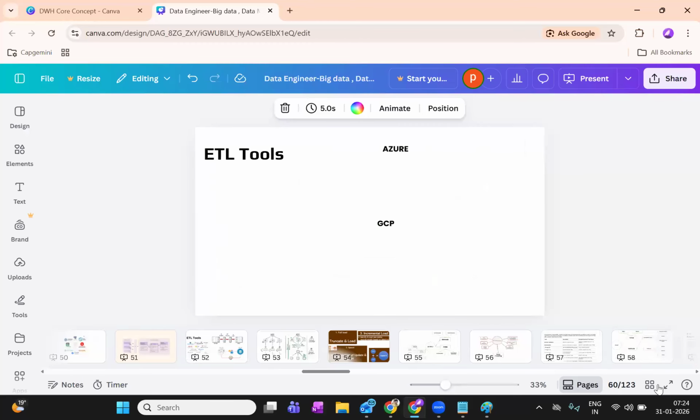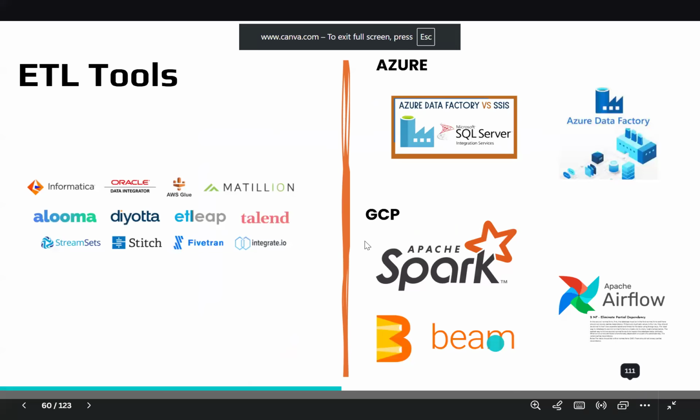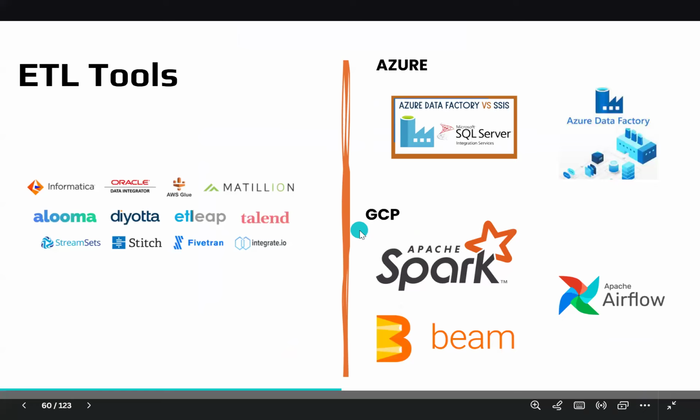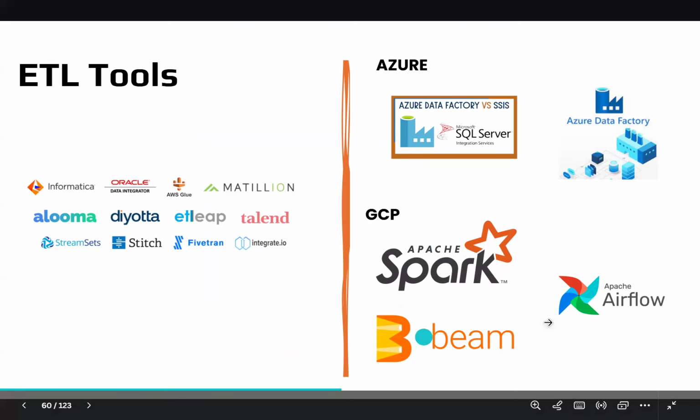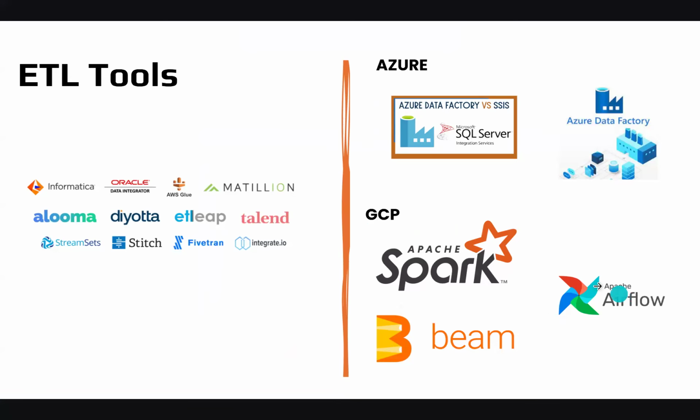So we have multiple ETL tools available. If you are going with AWS and GCP, mostly they use Spark, Apache Beam, and for scheduling they use Airflow. If you take Azure, we use ADF for extract, load, and scheduling. ADF supports all three: scheduling, extract, and load. Again, for transformation it varies.